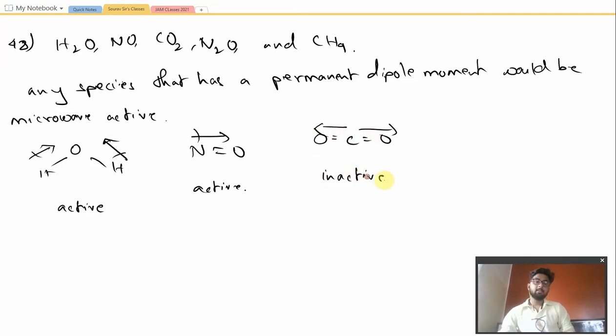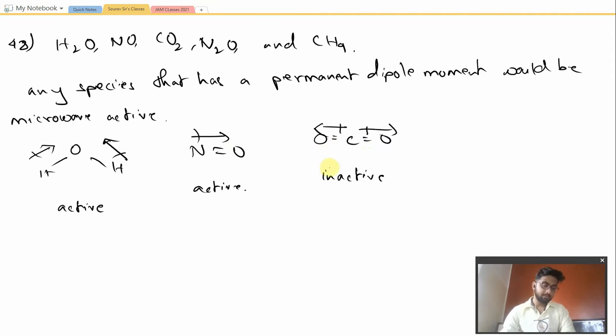So why microwave inactive? Because both the double bonds, both the dipole moments, are in opposite directions, with the electron pull toward the oxygens from the central carbon, and they are cancelled out by each other. They cancel each other totally, giving rise to no dipole moment, and therefore this molecule is microwave inactive.